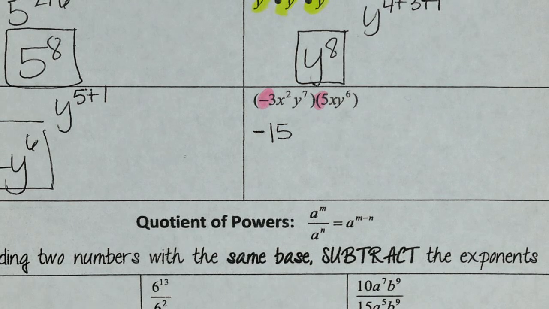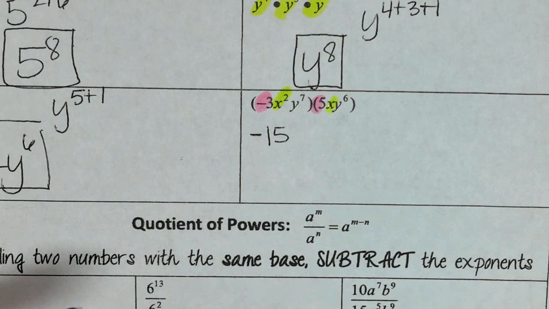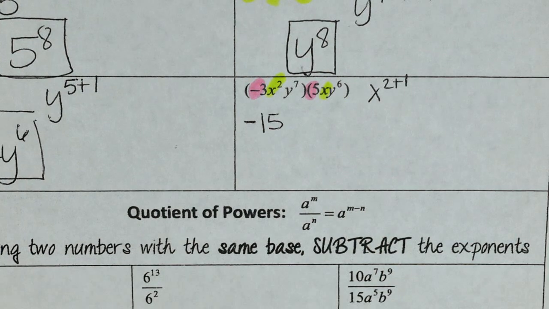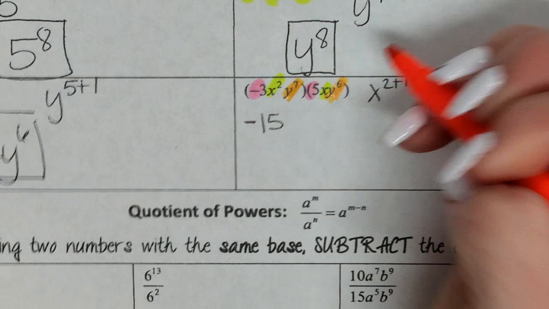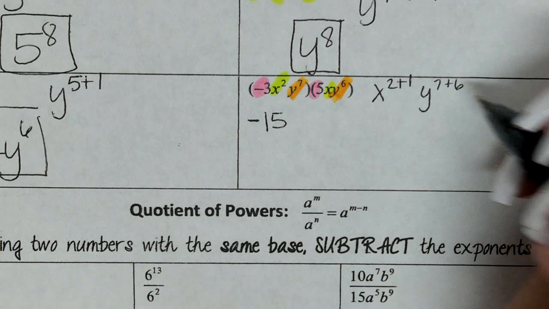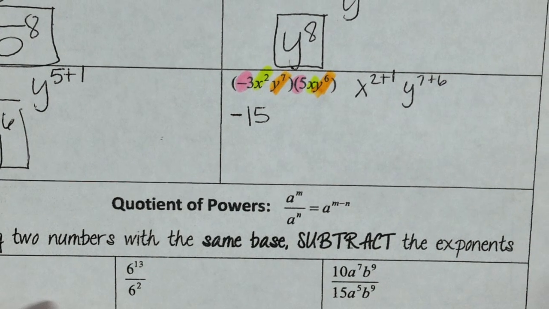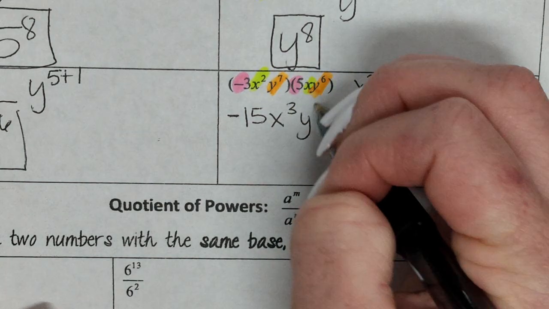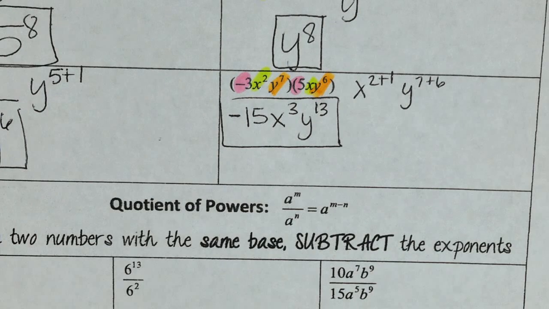All right, let's go deal with our exponents. I've got x squared and x, so that's going to be x to the 2 plus 1. And then I have my y's, which is going to be y to the 7 plus 6. So I've got x to the 3rd, y to the 13th. Are we good on multiplication ones? Again, it's when the bases are being multiplied and there's exponents involved. If the bases are the same, add the exponents.